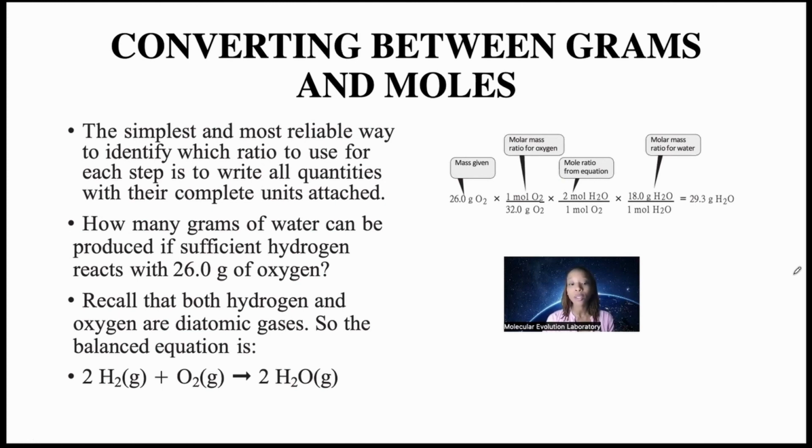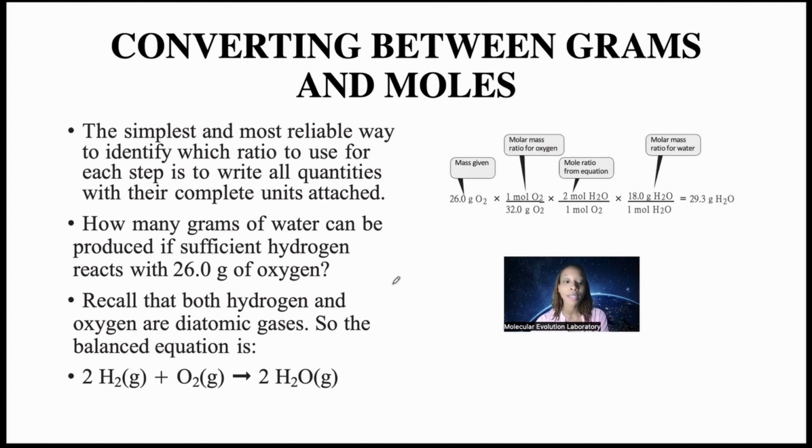How many grams of water can be produced if sufficient hydrogen reacts with 26 grams of oxygen? How many grams of water? So you're trying to find out how many grams of H2O you can produce if sufficient hydrogen reacts with 26 grams of oxygen. So recall that both hydrogen and oxygen are diatomic gases. So the balanced equation is this: 2 H2 gas plus 1 O2 molecule gives you 2 H2O in the form of gas.